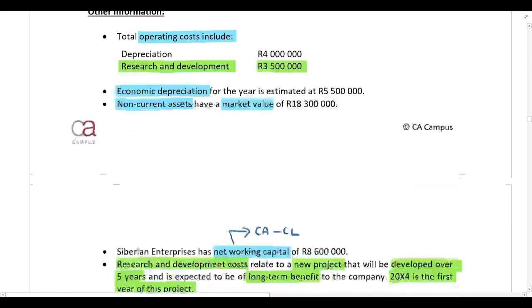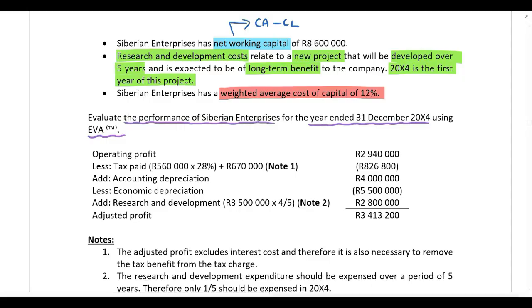So if you look at my calculation on the next page, I start with my operating profit, which is my profit before interest and tax. I then need to deduct the tax that is paid during the period. So I take the tax expense as per my statement of profit and loss and other comprehensive income. Because there were no opening or closing balances that I owe SARS, there was no deferred tax, that is my actual cash flow. However, you need to be careful.